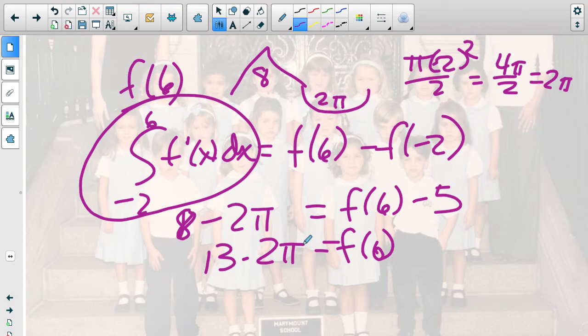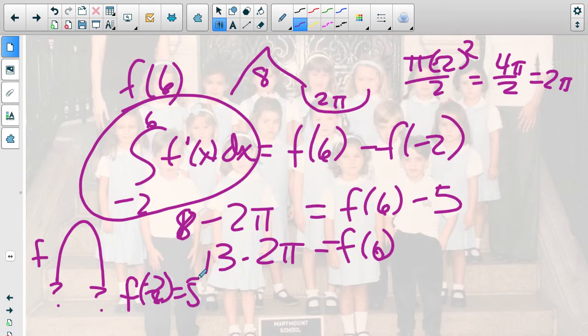So I knew my graph, my original, goes up somehow and down. Probably not like that. But the absolute minimum's got to be at one of these endpoints. I already know f of negative 2 is 5. Now I know f of 6 is 13 minus about 6. Even if it's 13 minus 7, wouldn't it be higher than that one? So this one would be my absolute minimum value.